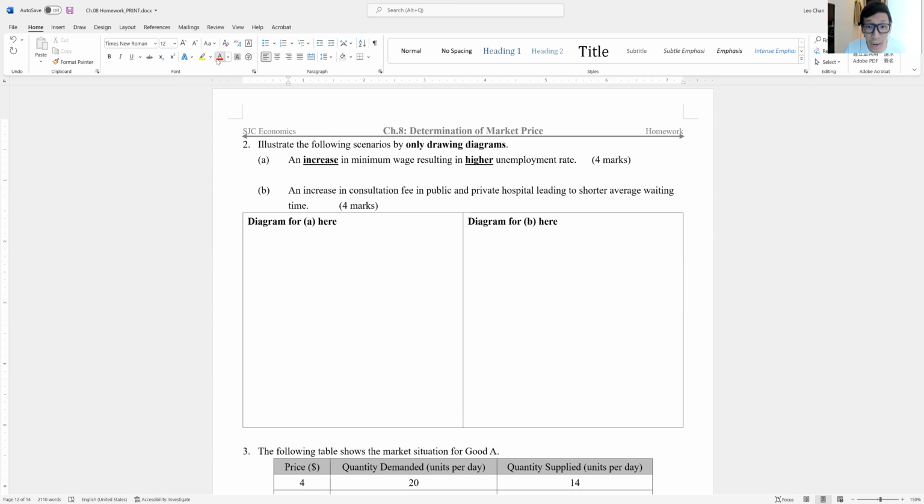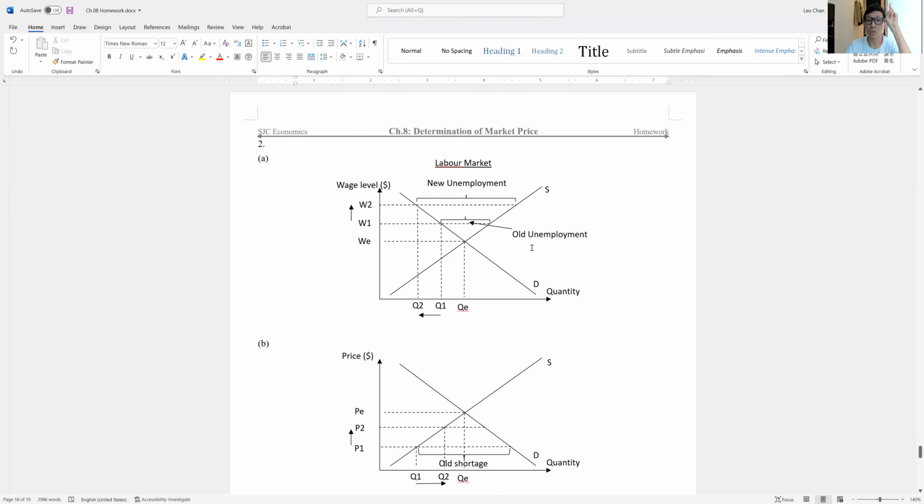It implies that originally there was a minimum wage and unemployment. 原先已經有 unemployment, 同已經有 minimum wage. Existing, there was an existing minimum wage and unemployment. Therefore, in your diagram, you need to actually give me two unemployment and two wage levels. Okay, now obviously, always tell me the equilibrium wage and equilibrium quantity of worker, okay, of worker.